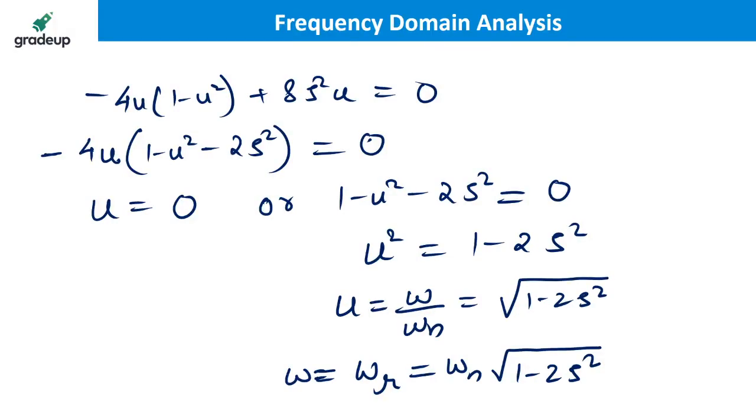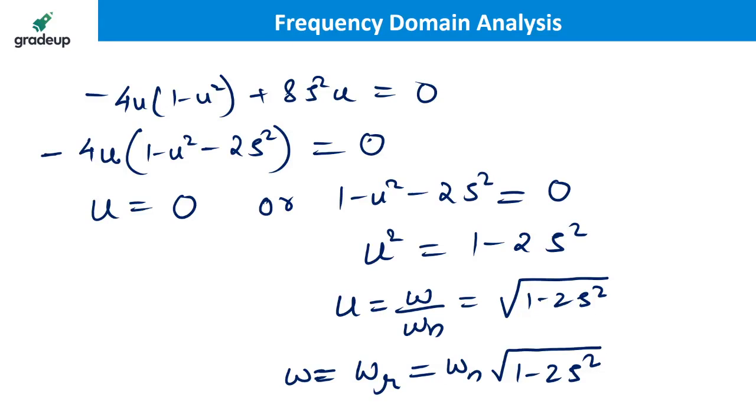Yes, Pavan Chandra, already your friends have helped you. You can follow that. Omega n under root 1 minus 2 zeta square.